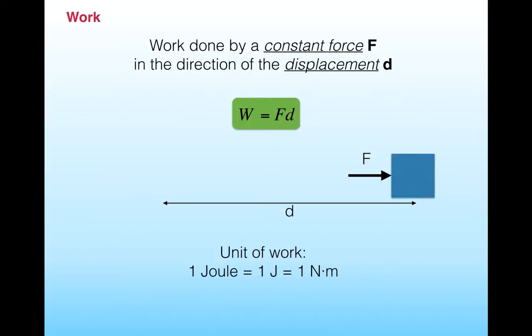Just to be clear, the unit of energy for work is the joule, which is a newton meter. That makes sense directly from this equation because the units of force are newtons, the units of displacement are meters, and so therefore a newton meter is the unit of energy, which is joules.